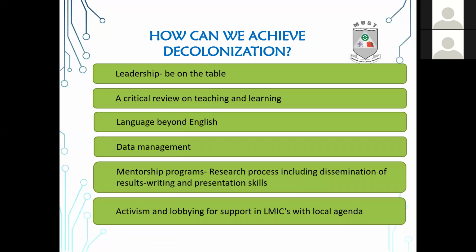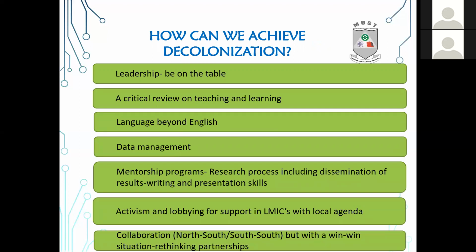Next, we're going to talk about how we can achieve decolonization. There are many facets of decolonization that are equally important to achieve this goal or to work towards this goal. First is leadership, and representative leadership, so that there's representative leadership at the table making the decisions that impact. Second is a critical review of teaching and learning practices. Third is using languages beyond English to make a more inclusive environment. Fourth is data management. Fifth is mentorship programs, which cover research processes, including dissemination of results, writing and presentation skills. Next is activism and lobbying for support in low and middle income countries, with local agendas being represented. And finally is collaborations, both North-South and South-South, but with a win-win situation, rethinking partnerships and what partnerships really mean.